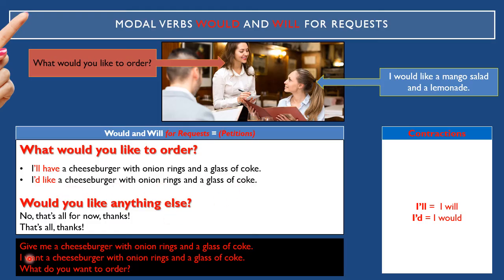Don't say, "Give me," or "I want," or "What do you want?" if you are the server. That is not polite. Don't say it. For example, "Give me a cheeseburger with onion rings and a glass of Coke," or "I want a cheeseburger with onion rings and a glass of Coke." Or if you are the server, "What do you want to order?" No, don't say this. Use would for the question, and for the answers, use will or would.